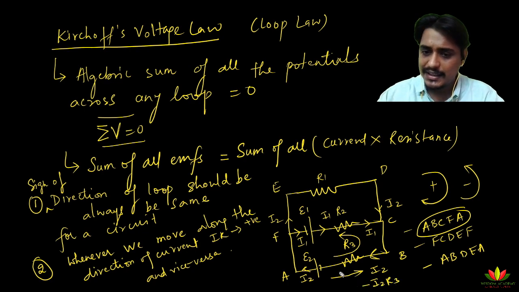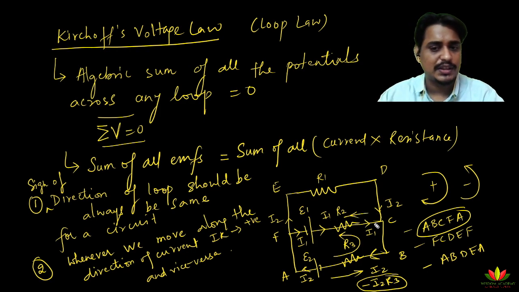Why is it like that? Because I2 is in this direction and we are moving in the opposite direction, but the current is coming in that direction. So it will be negative. In the same way, if you take I1 into R2, that is also negative, because we are moving in the opposite direction of the current.